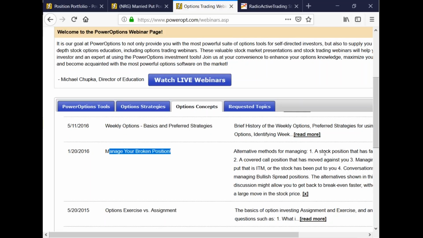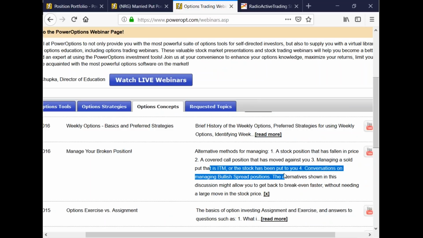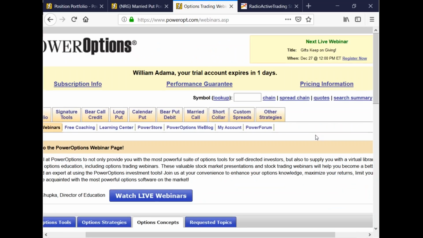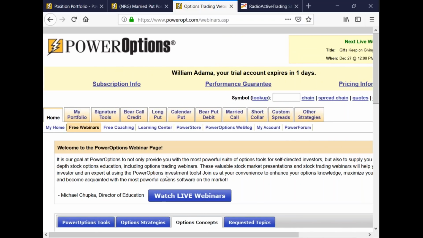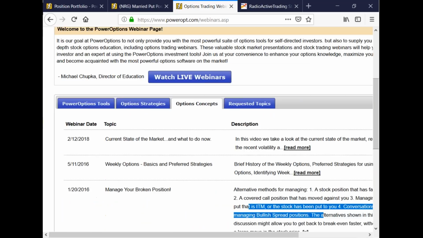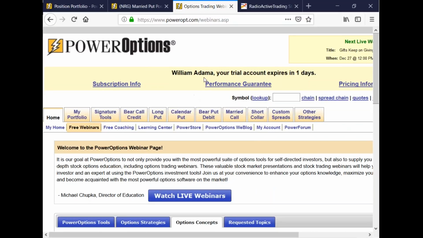This shows you potentially a better way to get back to break even for a stock that has moved against you, a covered call that's against you, or managing a sold put, a naked put that's now in the money, using our stock repair tool, where you can simply plug in your stock and your cost basis, and it'll show you an options repair that might help you get back to break even faster if you think the stock's going to recover, without putting more money in, buying another 50 shares, another 20 shares, another 30 shares, hoping for a recovery. This allows you to bring in income and put you in a position to potentially get back to break even faster. Just go to the webinars page, click on options concepts, watch manage your broken position, and if you haven't done so yet, take a 14-day free trial to Power Options and you can use the stock repair tool. Of course, that will also help those of you doing covered calls.